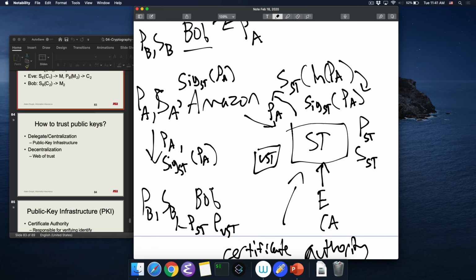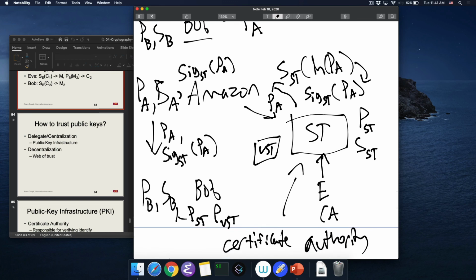With Let's Encrypt, you can do it for free, but then they had to fight to get that certificate authority included inside this whole PKI infrastructure, because otherwise browsers don't trust it.